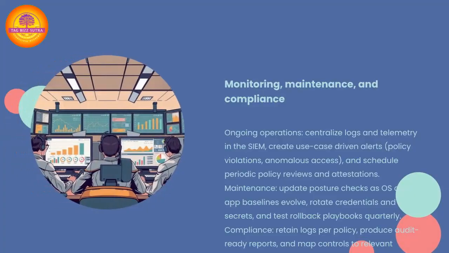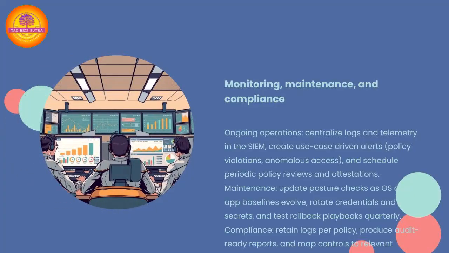Ongoing operations: centralize logs and telemetry in the SIEM, create use case-driven alerts, policy violations, anomalous access, and schedule periodic policy reviews and attestations. Maintenance: update posture checks as OS and app baselines evolve, rotate credentials and secrets, and test rollback playbooks quarterly. Compliance: retain logs per policy, produce audit-ready reports, and map controls to relevant frameworks for regulators.